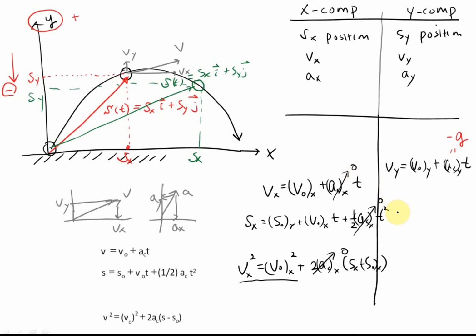And your y directional position is your y directional initial position, plus the y directional initial velocity times t, and also minus 1/2 g t squared. And this one too, the last one, the third equation: y directional velocity squared is equal to y directional initial velocity squared minus 2g times the y directional position minus the y directional initial one. Okay.